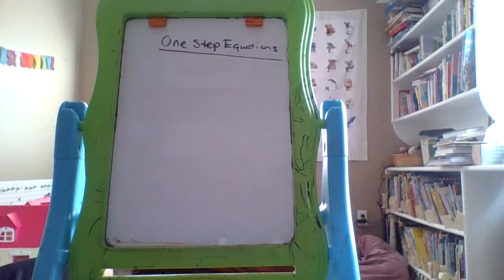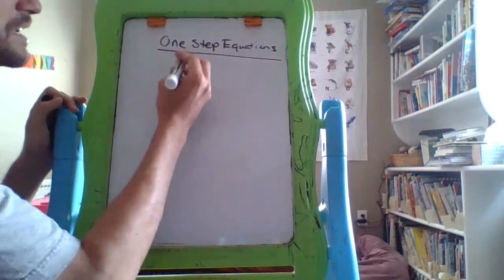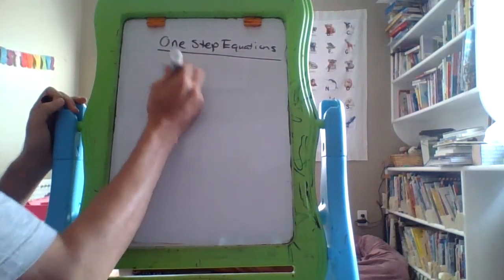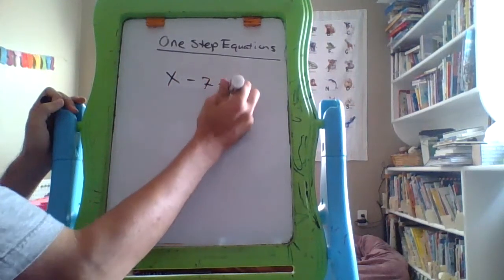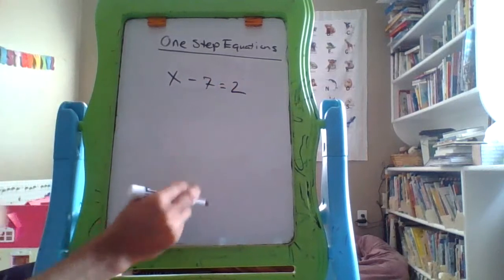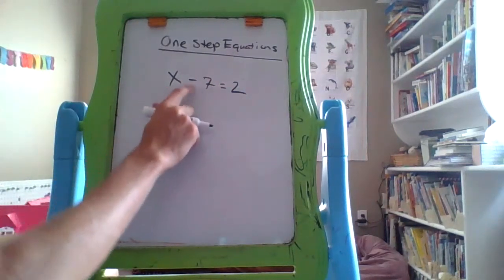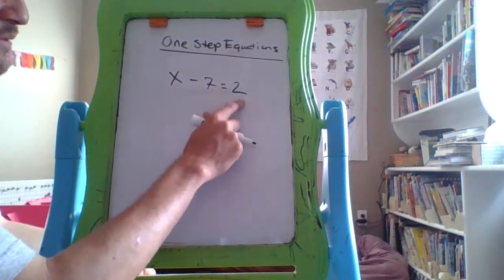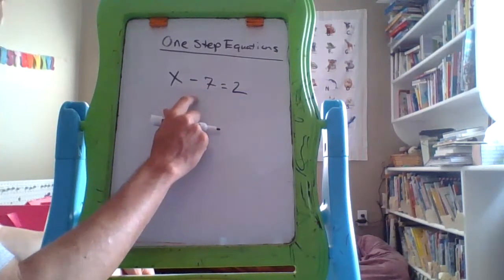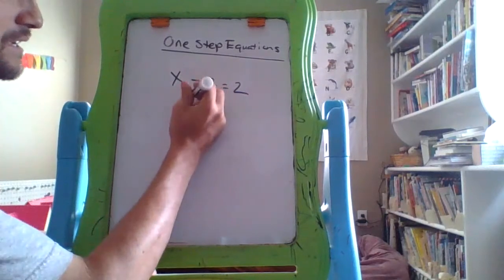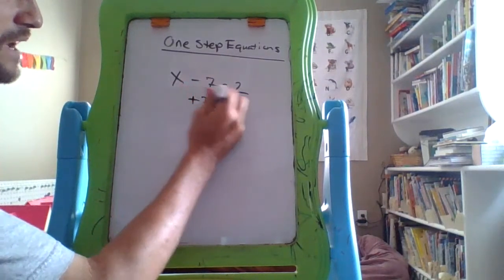So another common way we could see something like this is that there is an unknown or an x. We could say x minus 7 equals 2. So there's some number that when you take away 7, that equals 2. Well, like the last problem, I need to be doing the opposite of whatever this minus 7 is. So I need to add 7 to both sides.